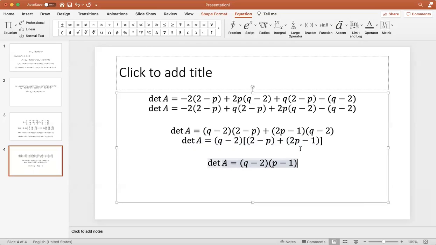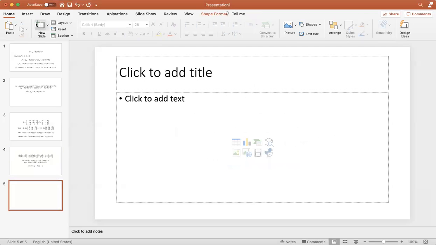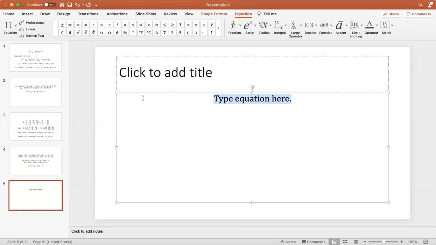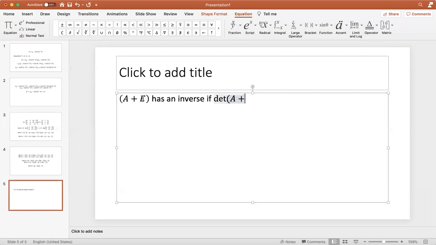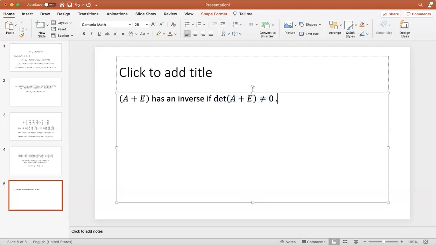Now, moving on to our more difficult sub-question. For what values of P and Q does A plus E have an inverse? Right? So kapag ganong klase ng question yung may encounter nyo, we just have to identify ano ba yung magva-violate dun sa condition na may inverse ang A plus E. Alright? So, let's just say that A plus E, or any matrix for that matter, has an inverse if the determinant of A plus E is not equal to 0. Okay? That's a general rule.